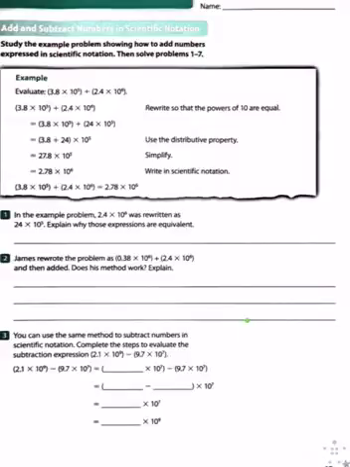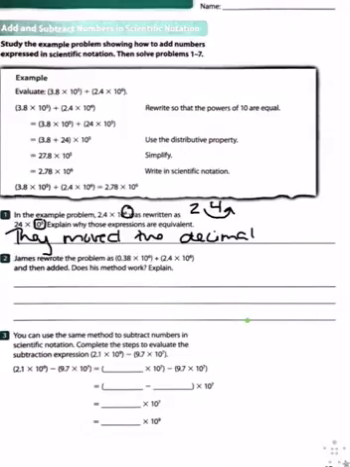Number 1. In the example problem, 2.4 times 10 to the 6th was rewritten as 24 times 10 to the 5th. Explain why those expressions are equivalent. So, in 2.4 times 10 to the 6th, they moved the decimal back one place. I always told you to take the smaller exponent and move the decimal up. They did the opposite, and they turned that 6 into a 5 by moving the decimal back. They moved the decimal back to make the exponents the same.